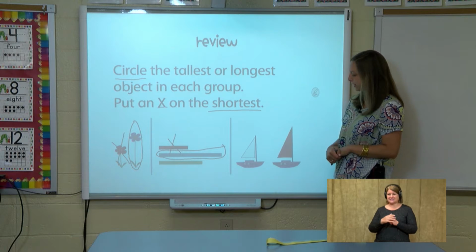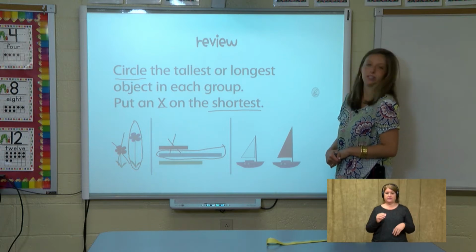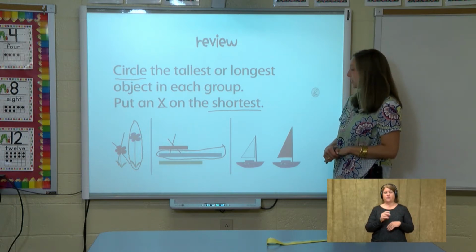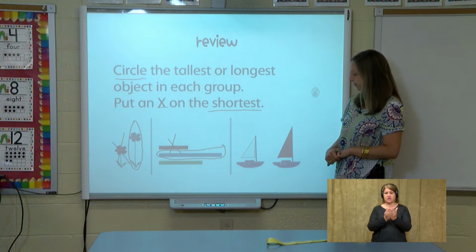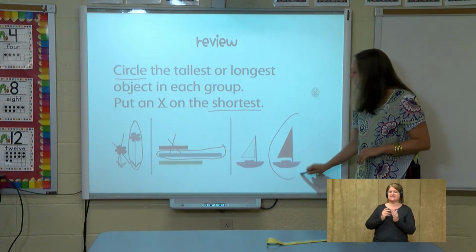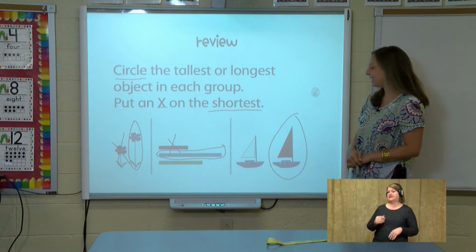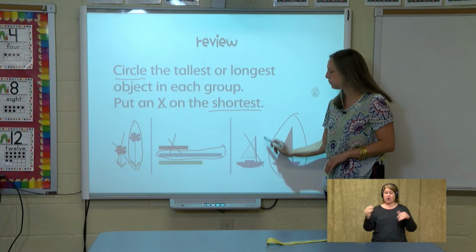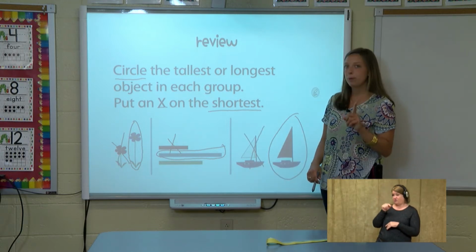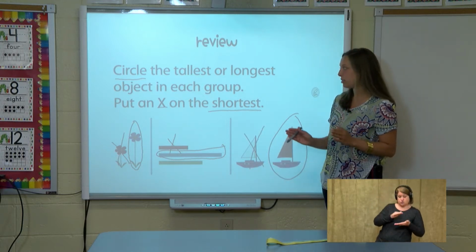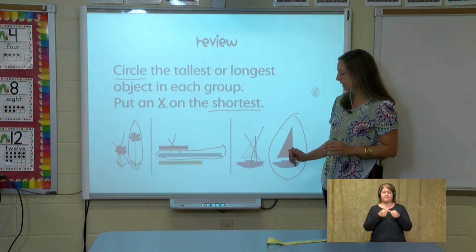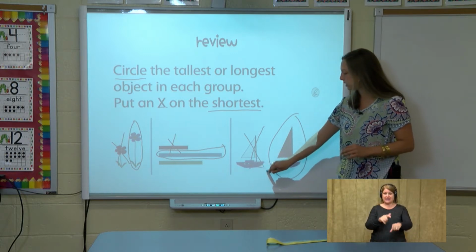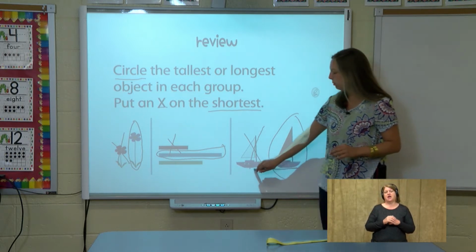Going back to comparing the two, we have two sailboats. I want you to point to the tallest sailboat. If you pointed to the red sail, you're correct. Now, by comparing two, we know that this one would be the shortest. Remember, when you are measuring lengths or comparing lengths, they all need to start from the same point.